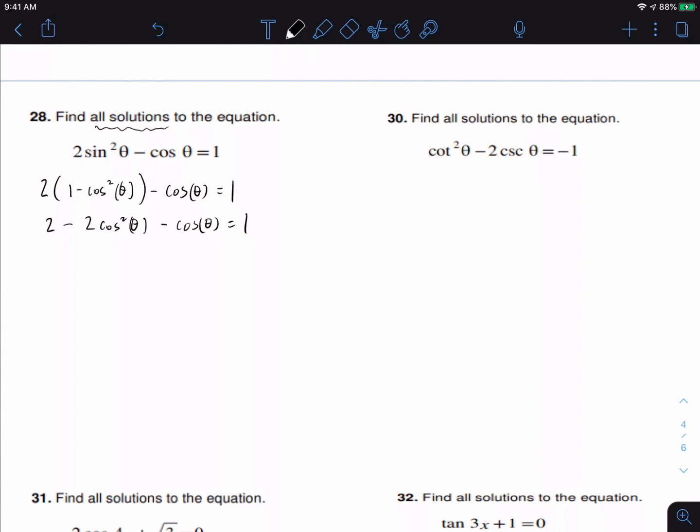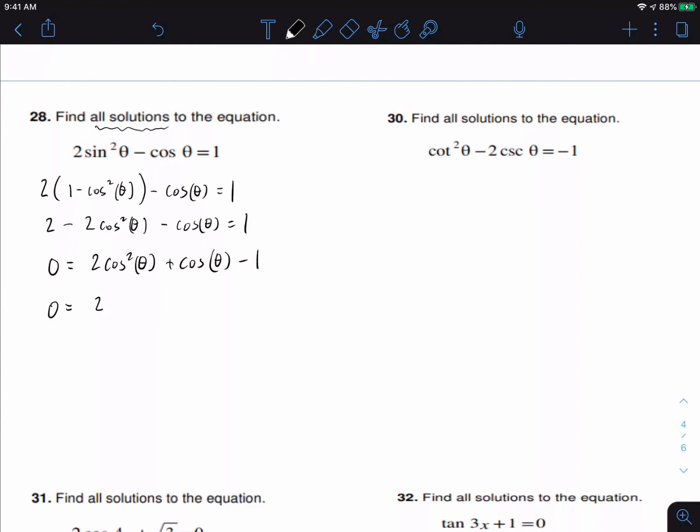Well, I don't like negatives, so I'm going to move everything, and I'm going to get 0 is equal to 2 cosine squared theta plus cosine theta minus 1. Do you guys agree with that? Just want to make sure that you guys are following. Okay, cool.